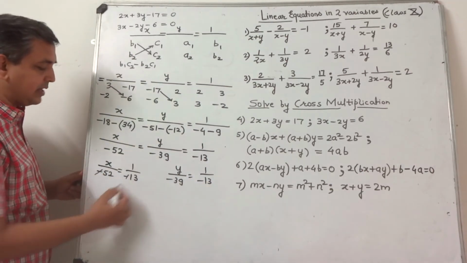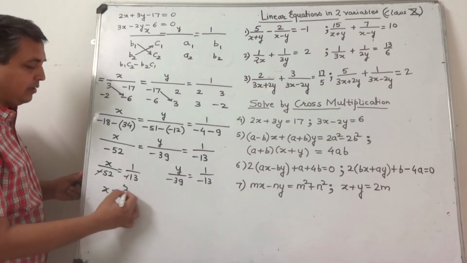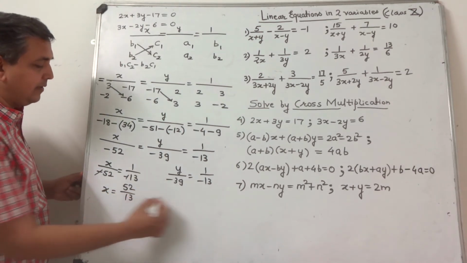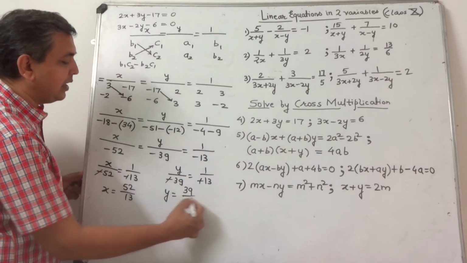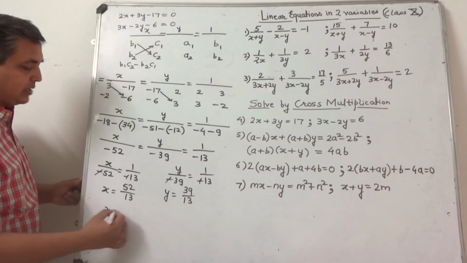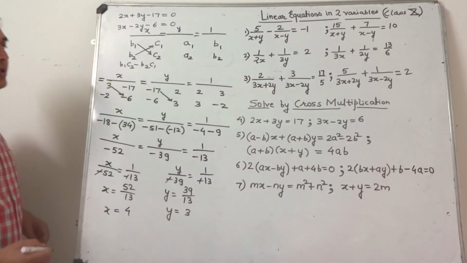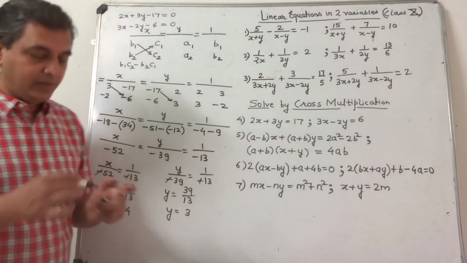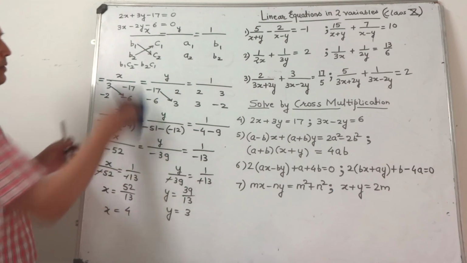This minus gets cancelled. 52 we can divide by 13. So x equal to 52 upon 13 and y equal to, we can again cancel, minus 39 upon 13. So x equal to 4, y equal to 3 is the solution of question number 4. Is this clear, students? Now we go for question number 5.